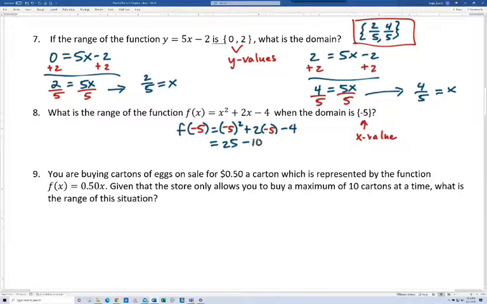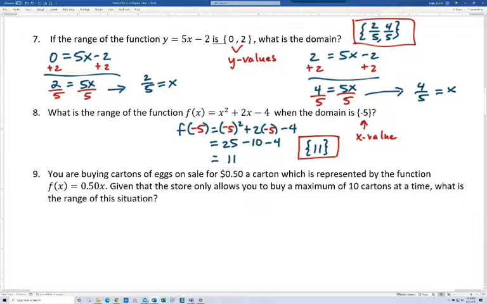So we'll write that as -10. And then let's bring down the -4. 25 minus 10 is 15. And 15 minus 4 will give us 11. And so don't forget, this is the range. And I'm going to write it in braces, just like the -5 was for the domain. So this is our range, the set with just 11 in it.